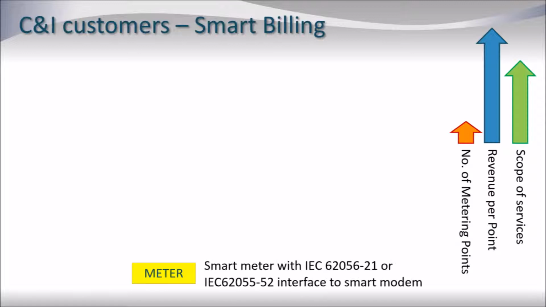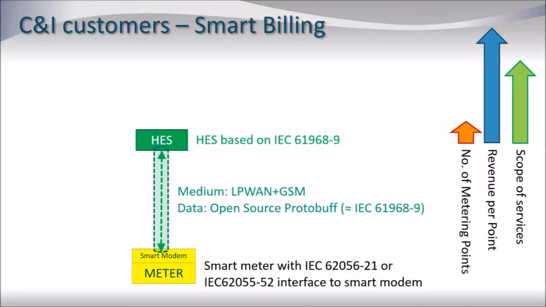The topology for this model is identical to that discussed in the second model, namely a smart meter using 62056-21 or 62055-52 interface to a smart modem. The smart modem connects to the head-end system based on the 61968-9 specification. The medium is LPWAN plus GSM as a backup, and once again using the open source protobuf based on 61968-9, but probably requiring quite a few more fields because of the additional scope of services required.